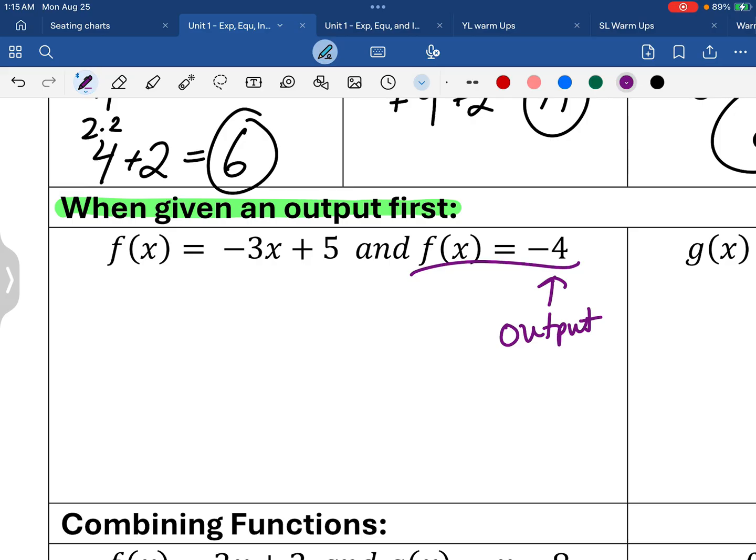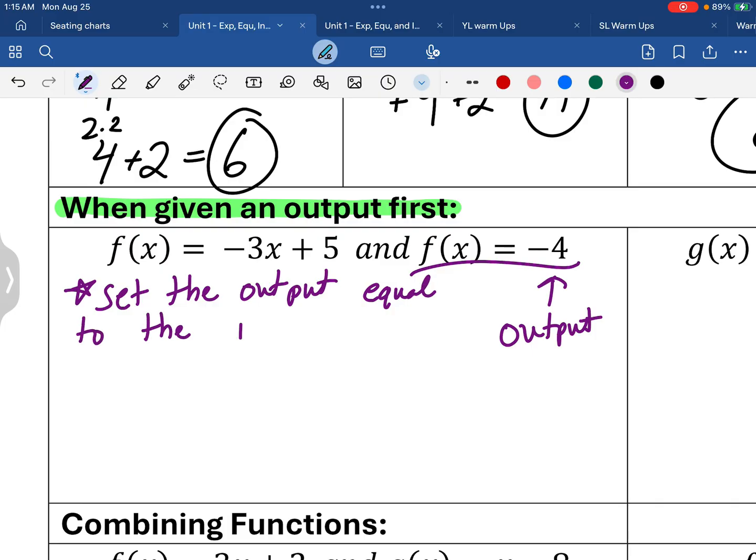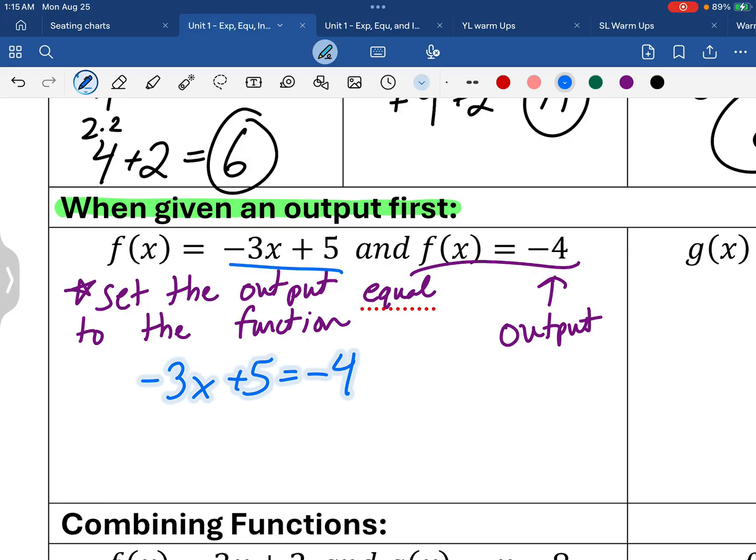So what I'm going to do is we are going to set the output equal to the function. So I would take my function, negative 3x plus 5, and we are going to set it equal to my output. So I get negative 3x plus 5 equals negative 4.